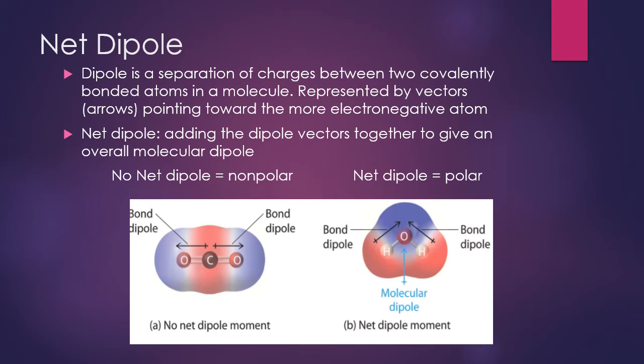So one way to figure this out is by calculating the net dipole. A dipole is a separation of charges between 2 covalently bonded atoms. We represent it by vectors, the arrows in the picture below. Usually the arrow points towards the more electronegative atom. So in the carbon dioxide molecule below, oxygen is the more electronegative atom, so we would draw an arrow pointing toward the oxygen.